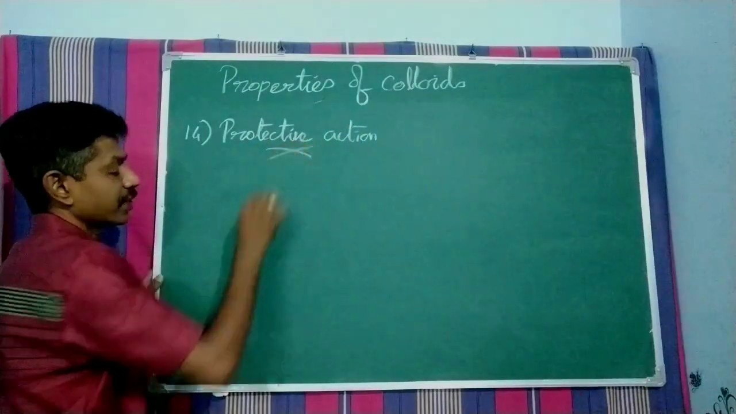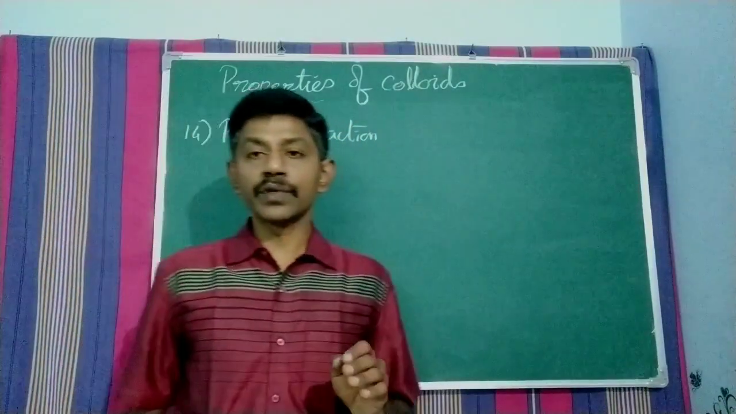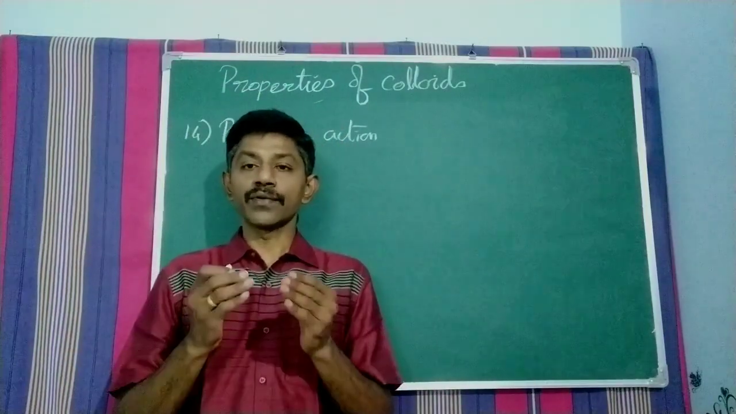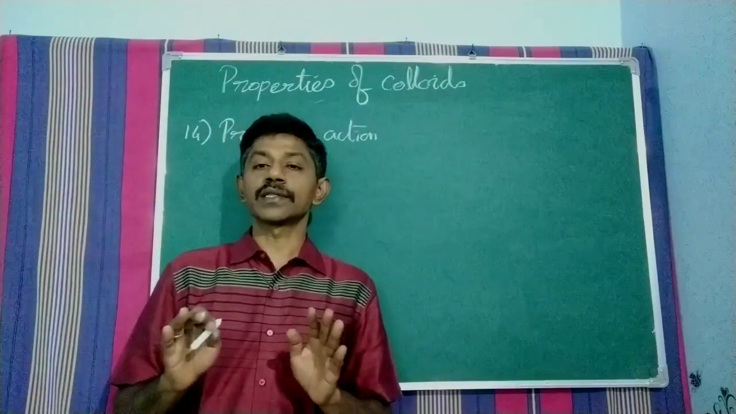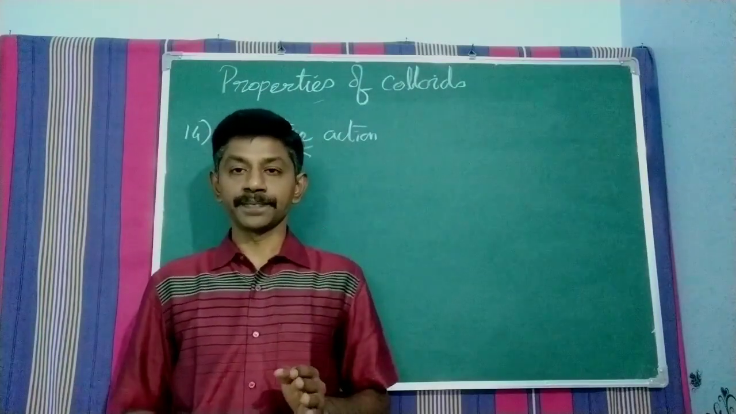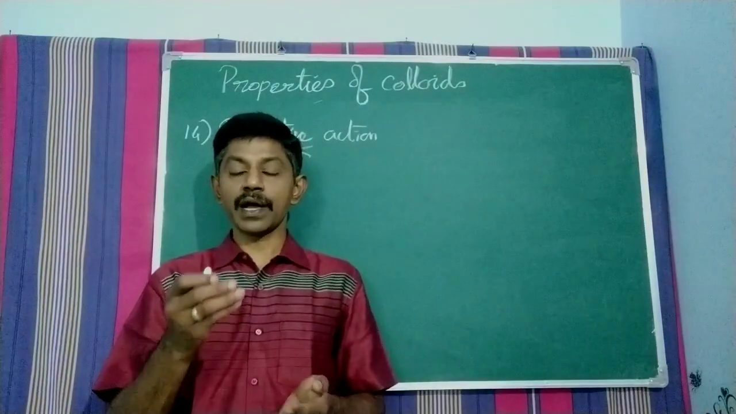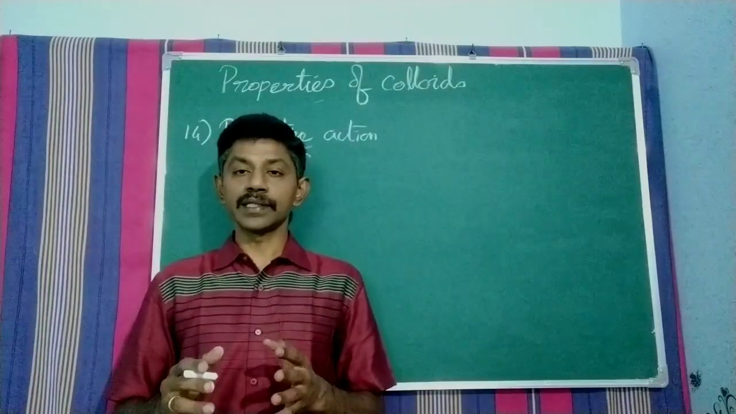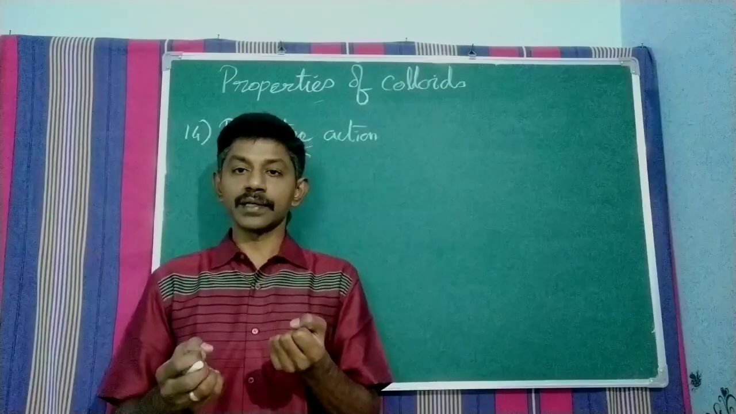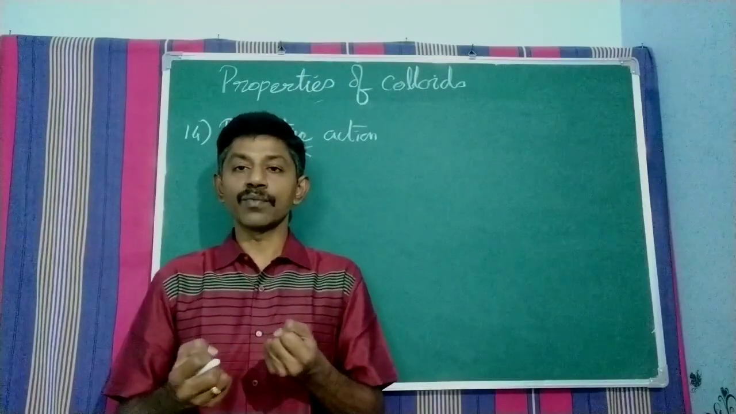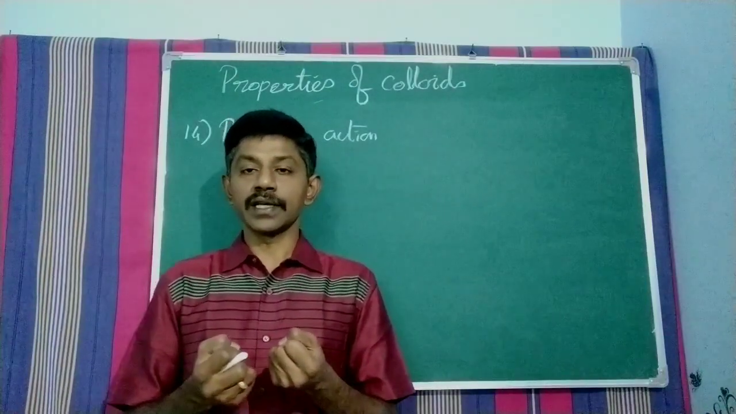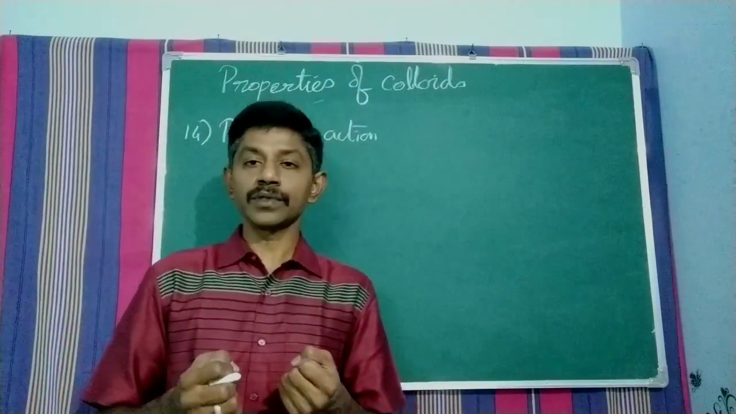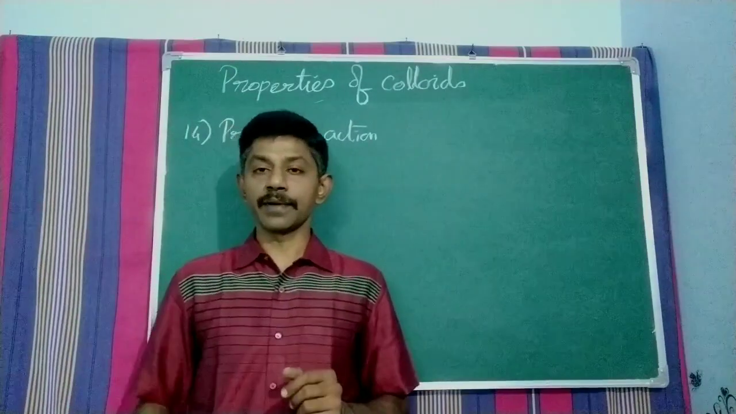What is protective action? We have two types of colloids we learned in the introductory classes. One is a lyophilic type of colloid, the other one is a lyophobic type of colloid. For example, if you add gum in water, it is lyophilic. That means the gum and the solvent, that is water, will have more attraction. That means they have more strong bonding between them. So the colloid will be very stable.